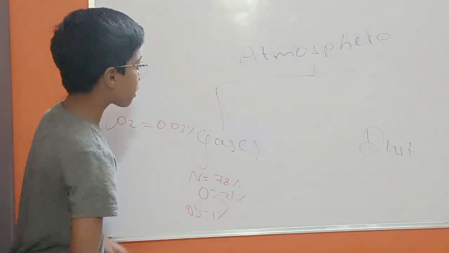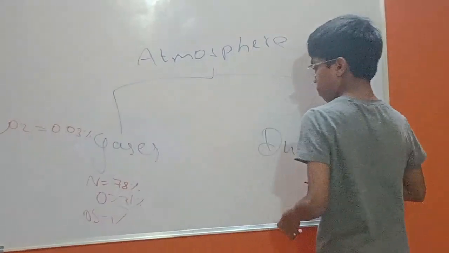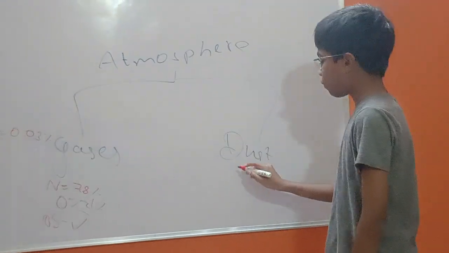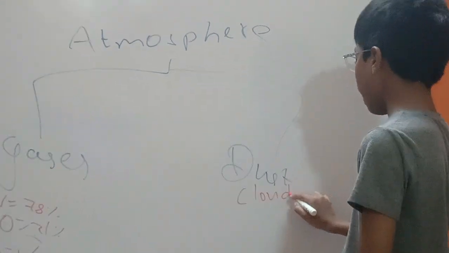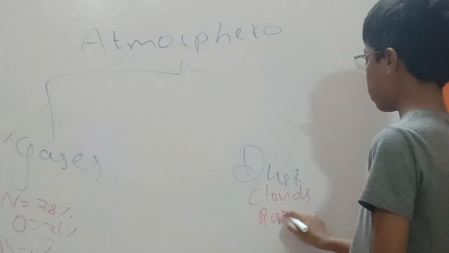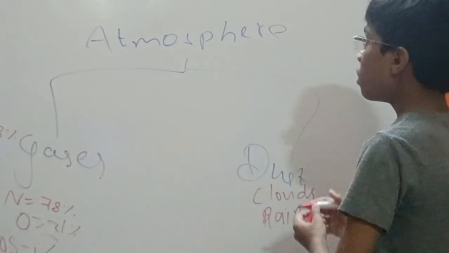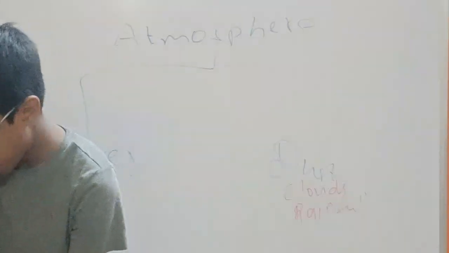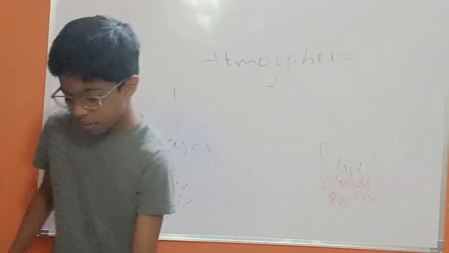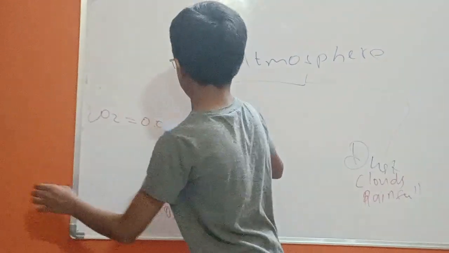Next, dust. Why is dust important? The dust particles help in the formation of clouds, and they even help in rainfall. So these are the components of the atmosphere. Now we'll study the layers of the atmosphere.